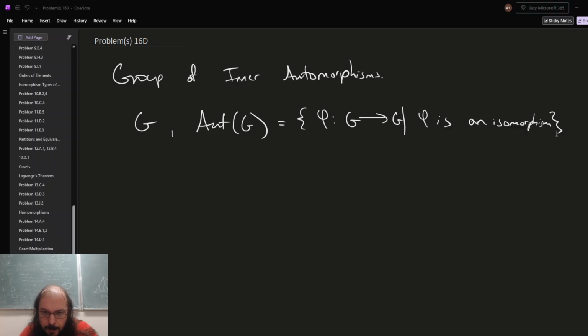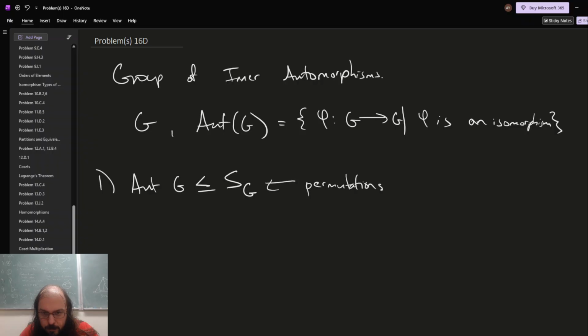And so the first step is to prove that Aut G is a subgroup of S_G, the permutation group on the set G. And let's see. In order to do that, I need to see that it's a subgroup. And of course, I should probably say the operation is composition.